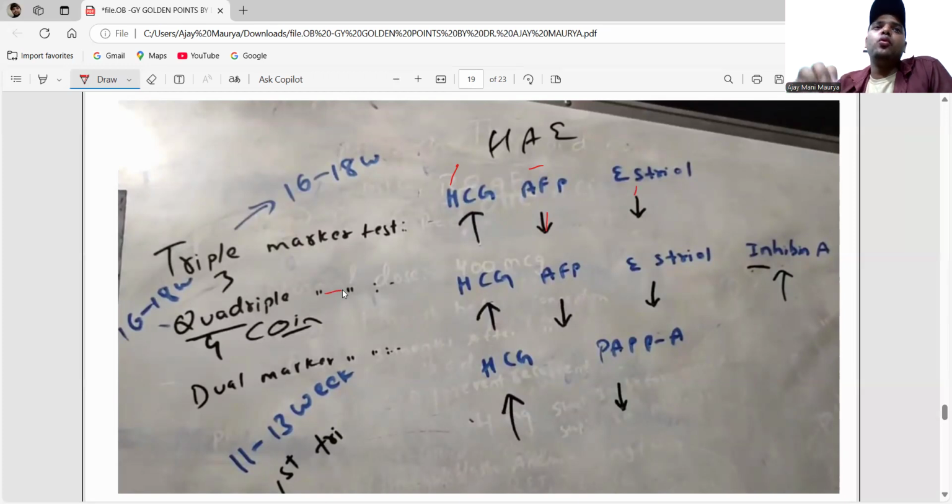Quadruple, who came inside? Quadruple means what? It is the inhibin A. Inhibin A came inside in quadruple, guys. See, in triple we have HCG, AFP, estriol. But in quadruple, who came inside? It is the inhibin A. See, HCG H for high, AFP fall down, estriol fall down, but inhibin will be high. Inhibin also high.